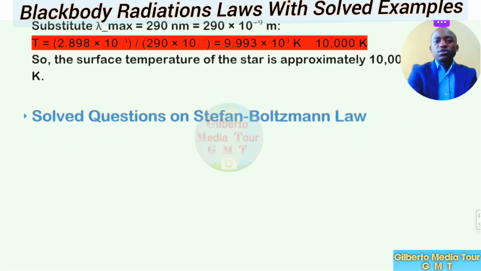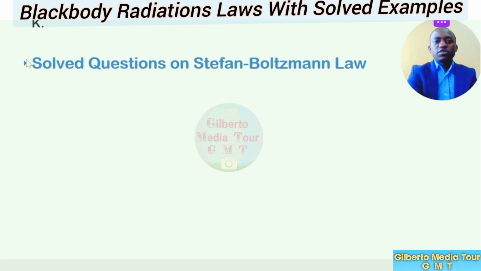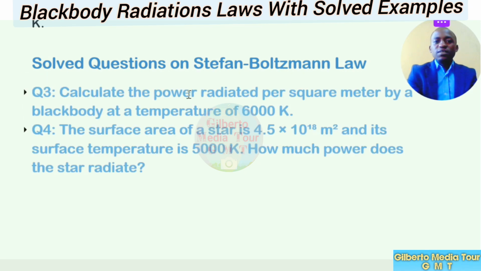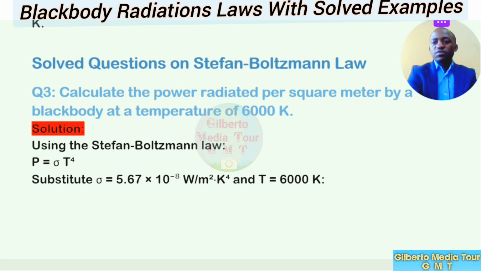So let's look at Stefan Boltzmann's law. Calculate the power radiated per square meter by a black body at a temperature of 6000 Kelvin. The question is similar to the first one, but here we can apply the formula, because these are perfect black bodies. So we consider the emissivity to be 1. If we apply the formula, the power will be equal to the Stefan Boltzmann constant times the fourth power of the temperature, which is equal to 6000 K.